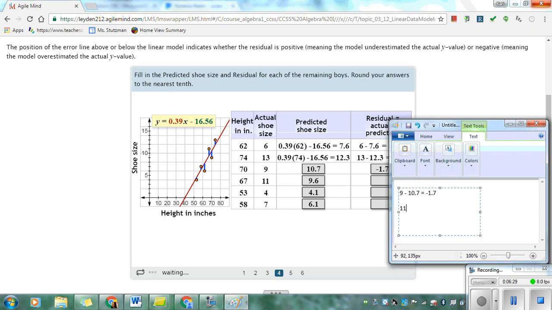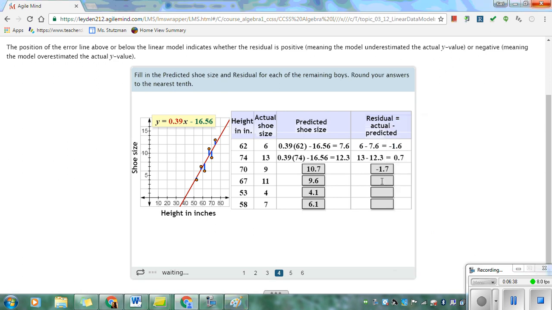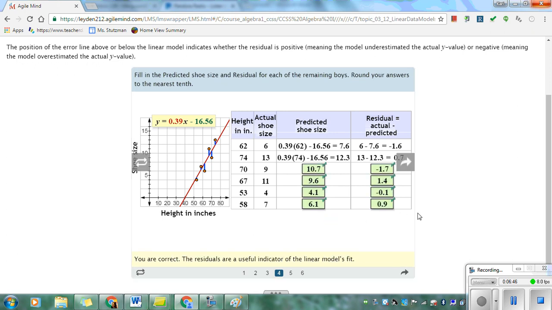The next one, the actual shoe size is an 11. My predicted shoe size, I said, was a 9.6. And when I simplify that down, it's giving me a positive 1.4. Again, I went ahead and completed the rest of the table for you, so you can fill this in, and you can see that we have everything typed perfectly.